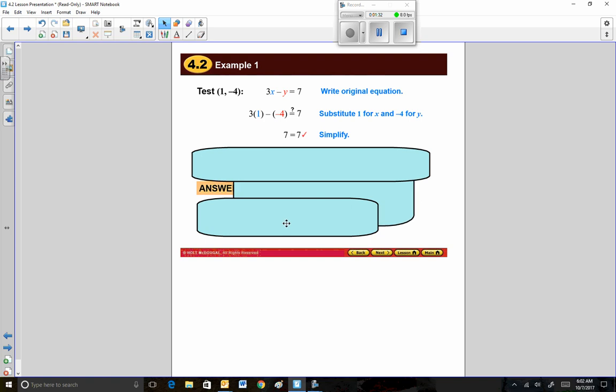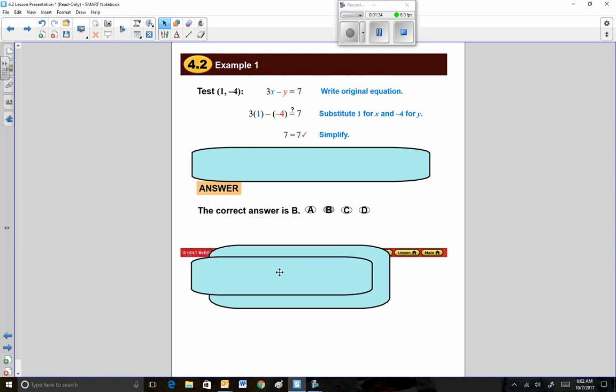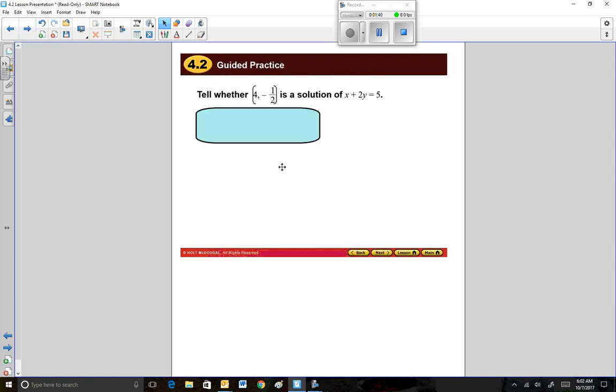So what do we write? Let me erase some of this stuff. There we go. The B is the correct answer. Let's try the next one. Well, there we go. All right. Try out these two numbers. Place in the x, place in the y, pause your video and give it a try and see if this is a solution for this linear equation here.